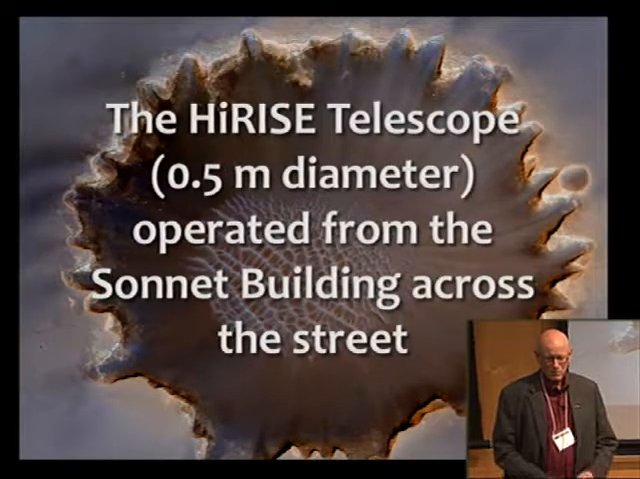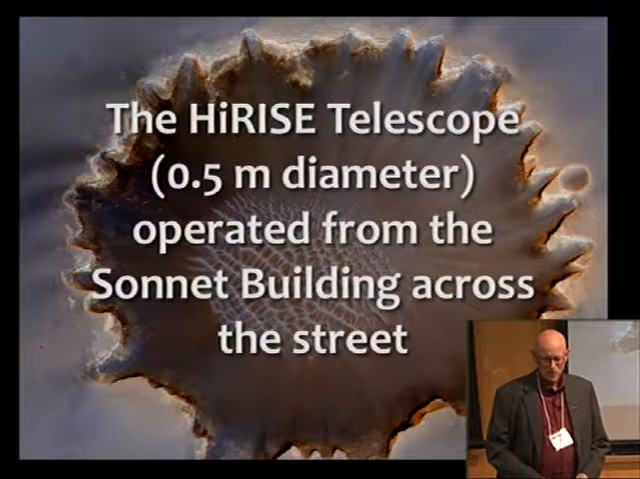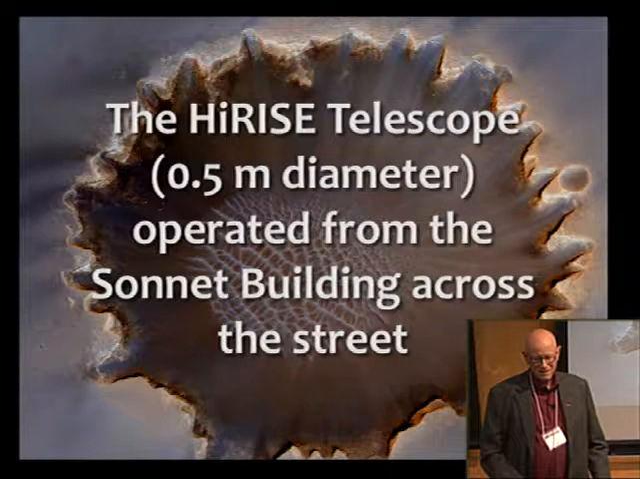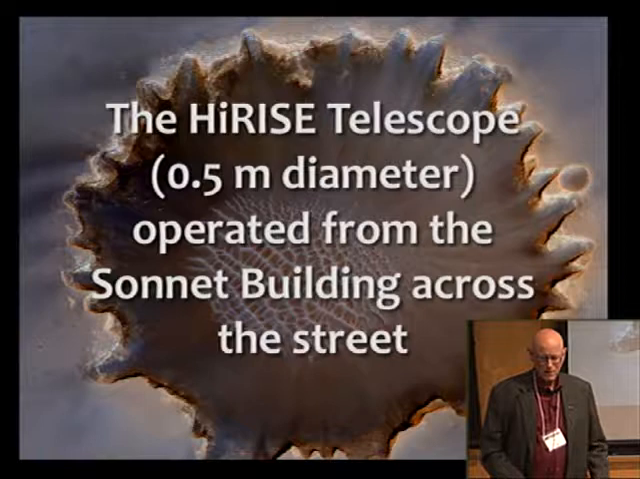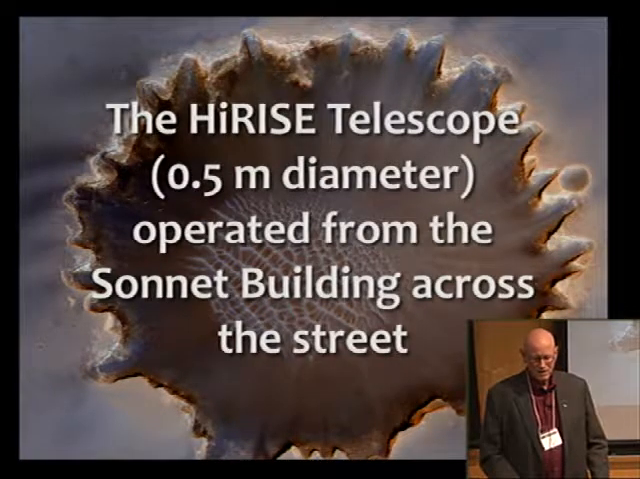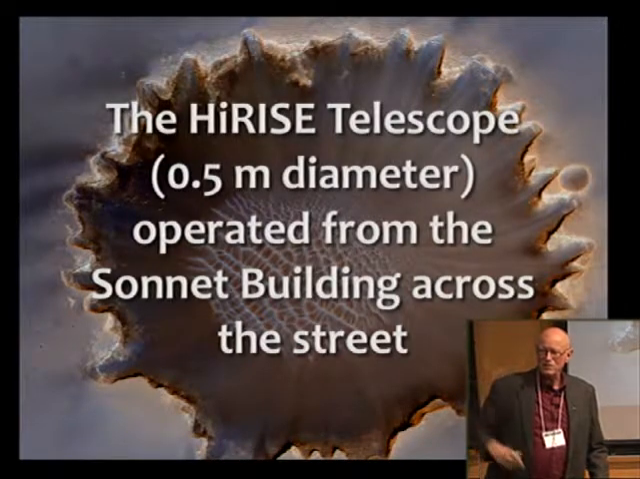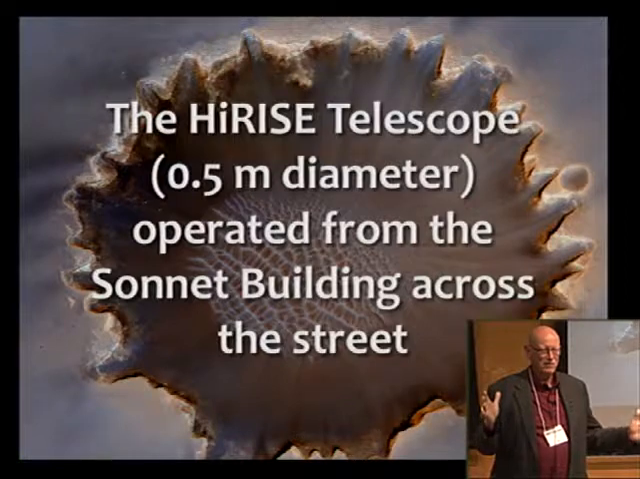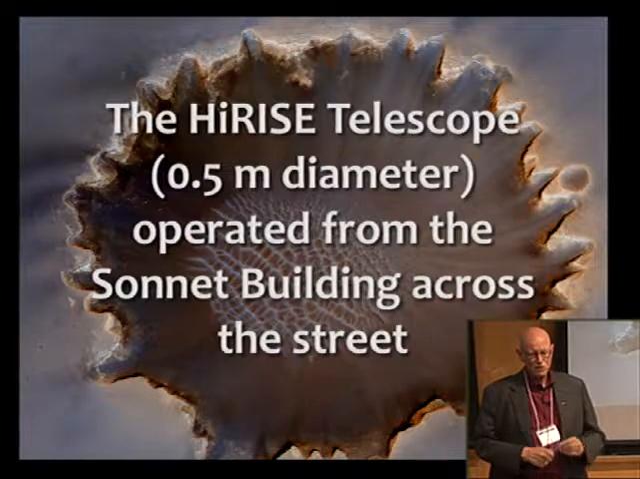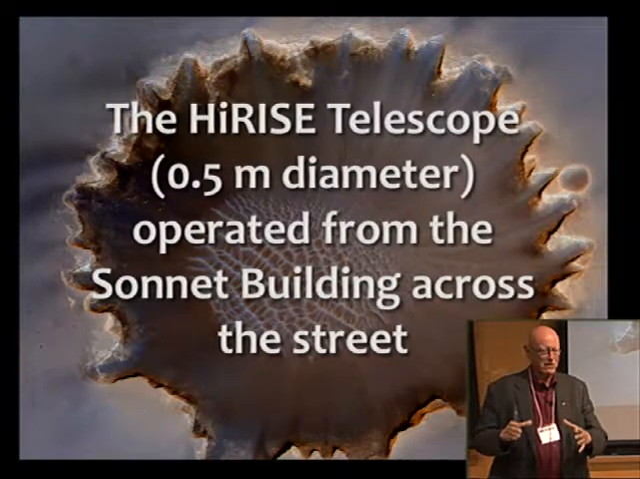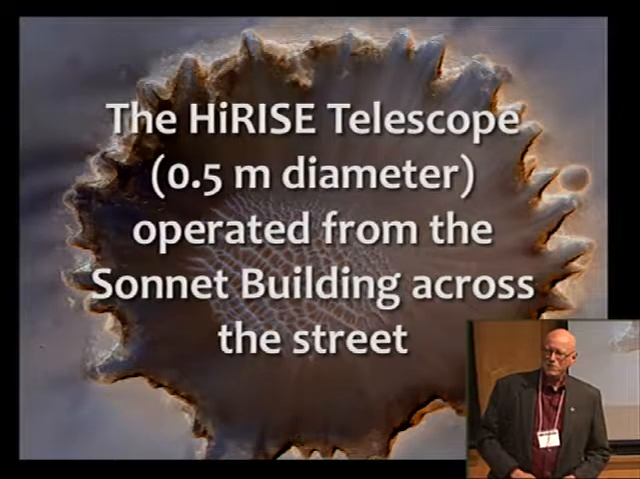Okay, I'm going to jump to the HiRISE telescope, and I'm quite interested to show you some of these pictures. I don't have very many, don't worry. I was the project manager for this. We developed a 0.5-meter diameter telescope. It was built at Ball Aerospace, and it is now operated from right across the street at the Sonnet building. They're getting 12 high-resolution images a day from Mars as they go in orbit. It's a polar orbit. And these images are high enough resolution that a pixel is about the size of a dinner plate.